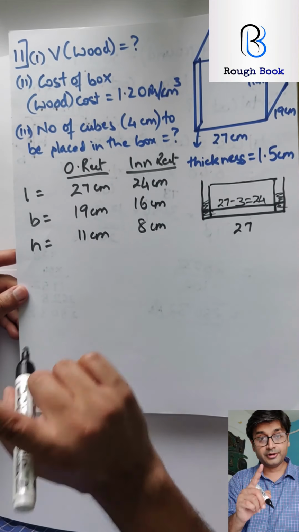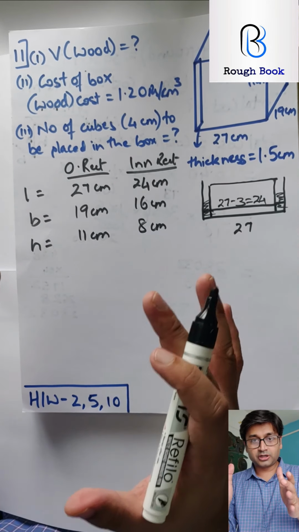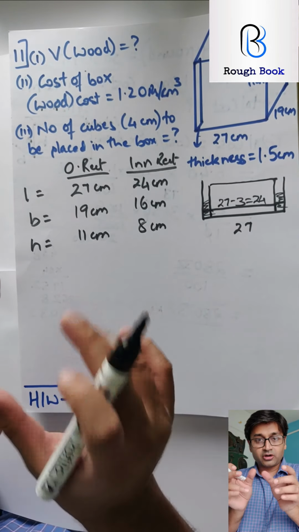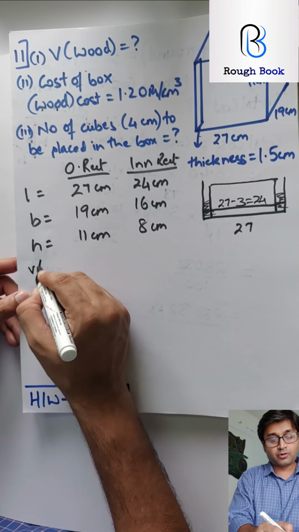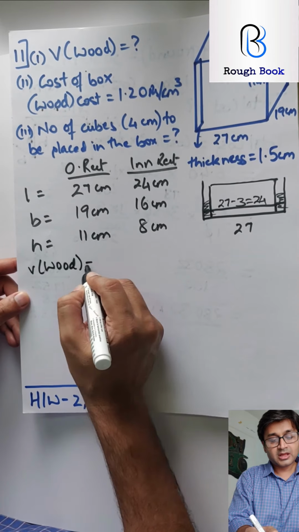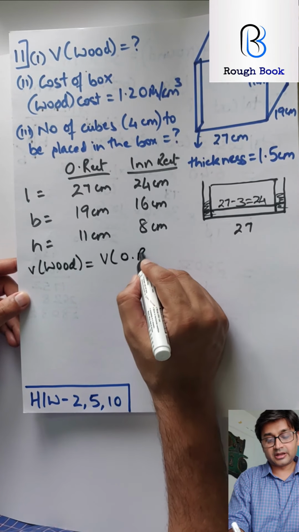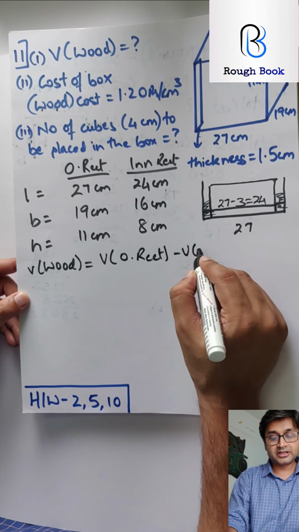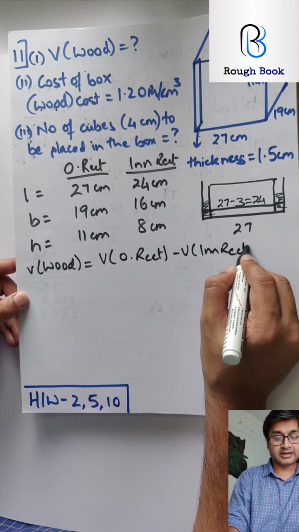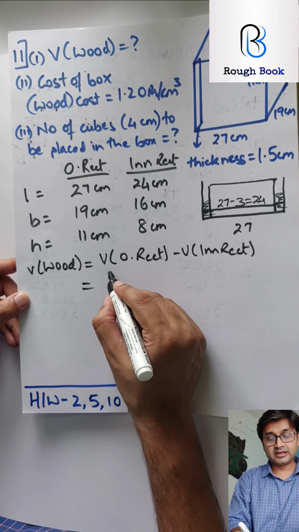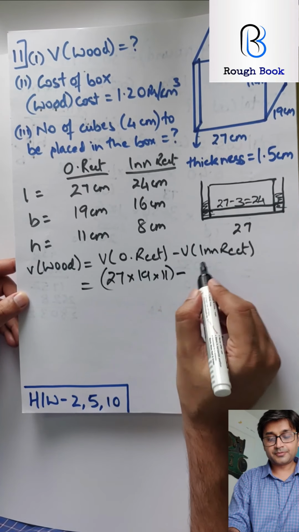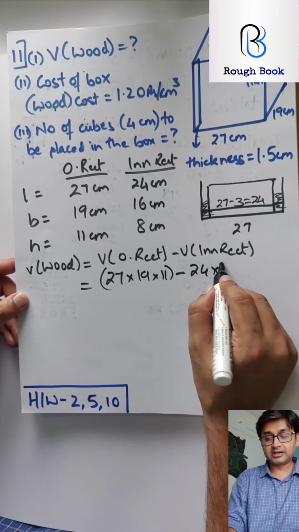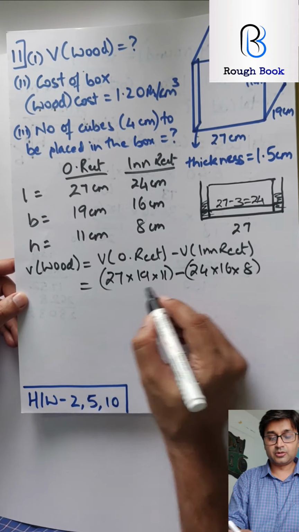First, volume of the wood. Now volume of the wood is outer box minus inner box, so you get the thickness of the wood straight away. So basically volume of the wood is volume of outer rectangle minus volume of inner rectangle. So outer rectangle will be outer length into breadth into height. Inner rectangle will be inner length into breadth into height.